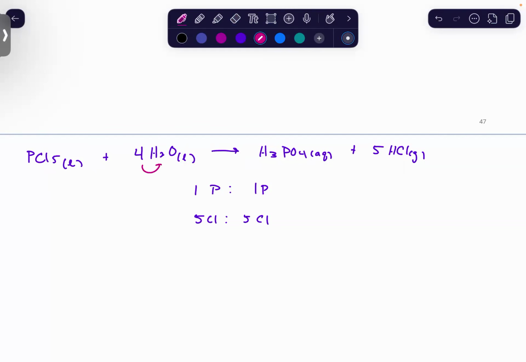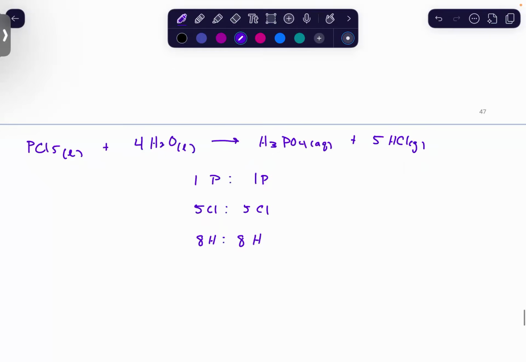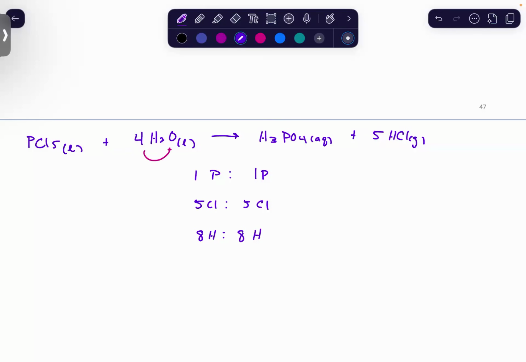Hydrogen, 4 times 2 is 8. 8 hydrogens, 3 plus 5. That's 8 hydrogens. All right. And my oxygens. Yep, I have 4 oxygens, and 4 oxygens. So that shows me that this final equation is balanced.